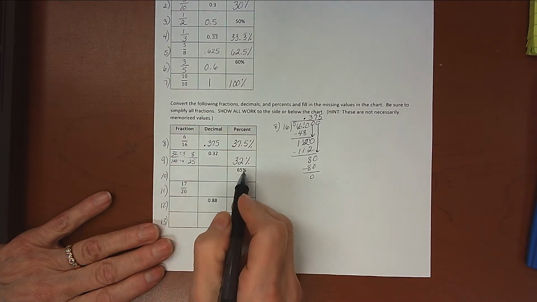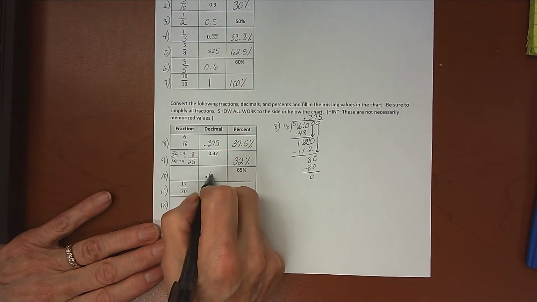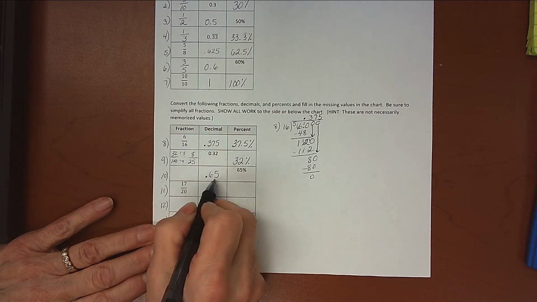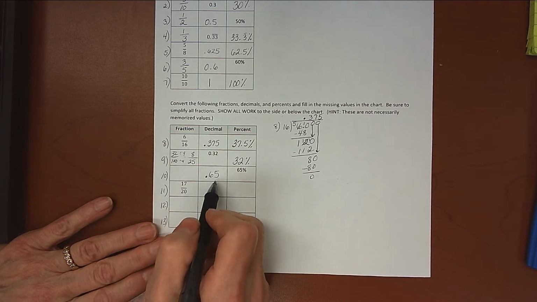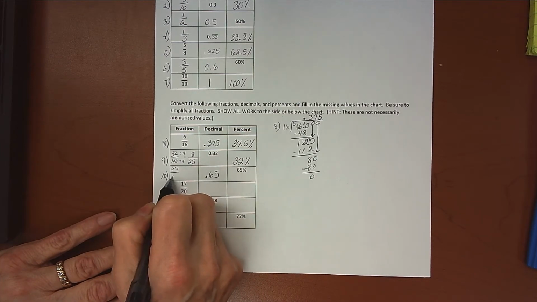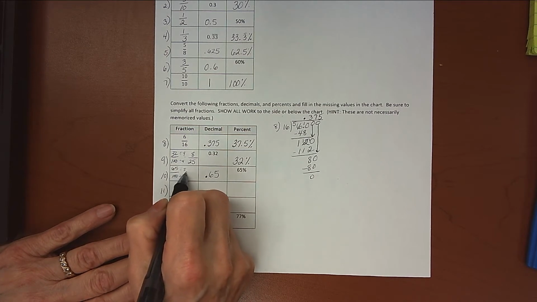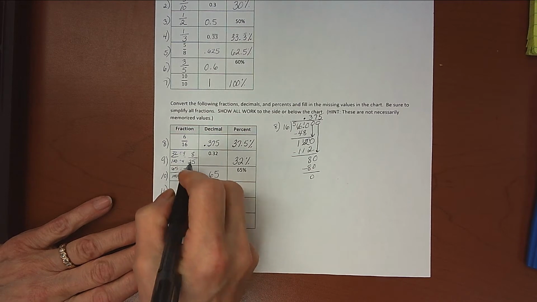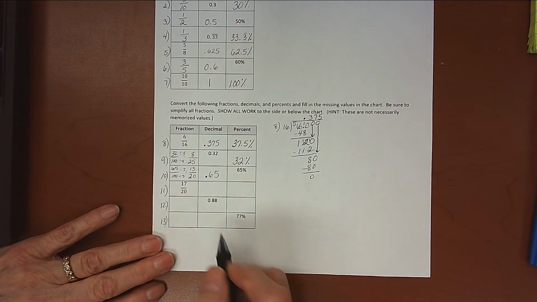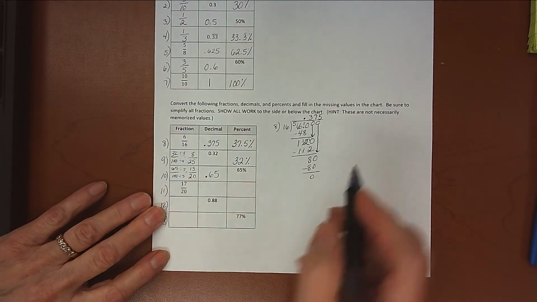65%. To go to a decimal, move my decimal point back 2 places. So this becomes 65 hundredths. Say it, write it, reduce it. So 65 hundredths, write it down. Both of these can divide by 5. And we reduce here to 13/20.